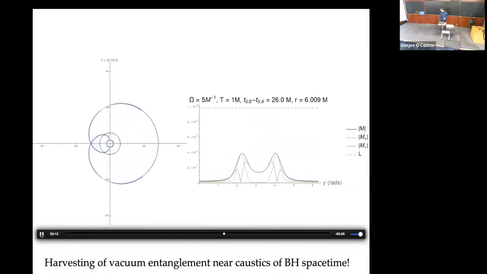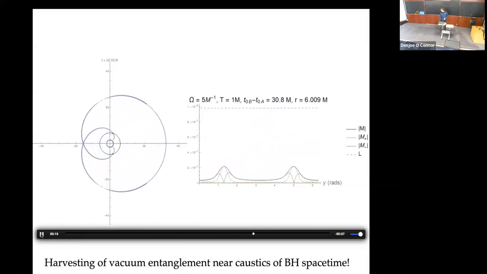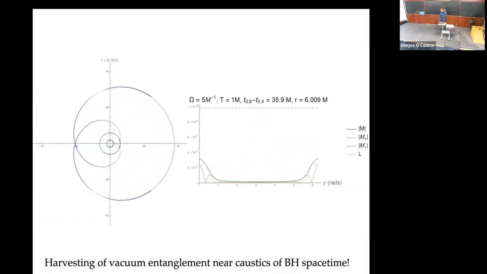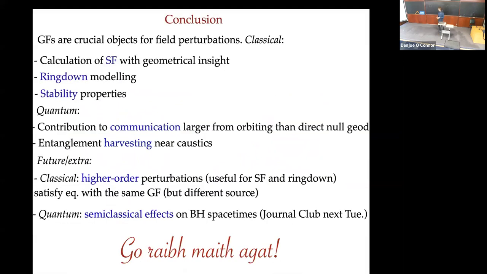Okay, so that's the last calculation and application of Green functions which I wanted to present. So just summing up, Green functions are crucial objects. Classically, we've looked at the calculation of the self force. It gives geometrical insight in terms of wave propagation, backscattering, orbiting null geodesics. It can serve to model the ringdown. This is for inspirals for any mass ratio, including LIGO. Looking at the stability properties, the classical stability properties in terms of unstable modes.